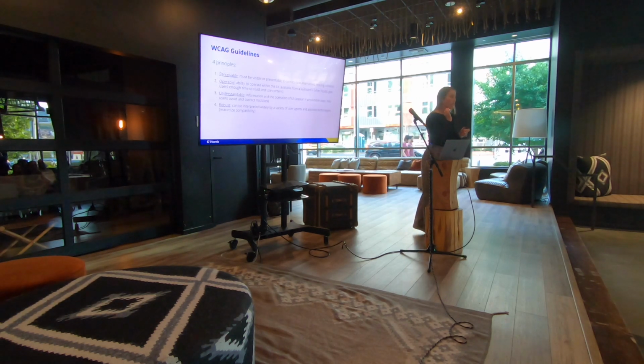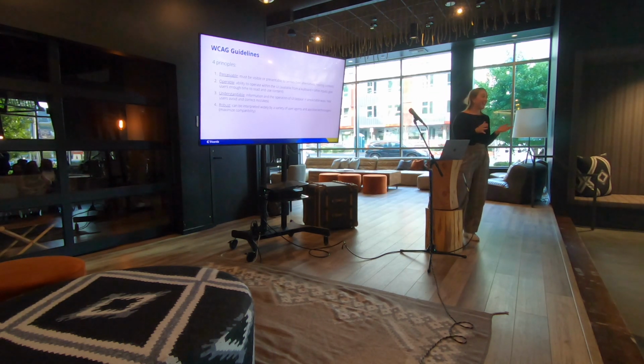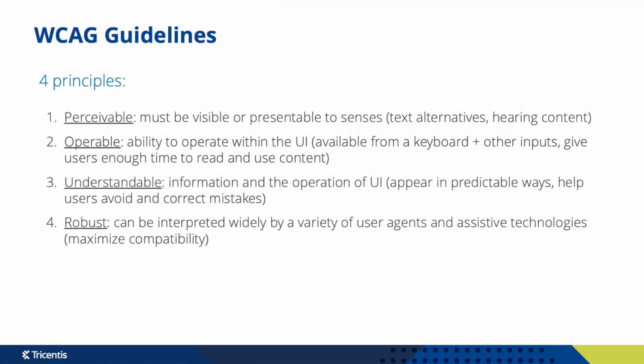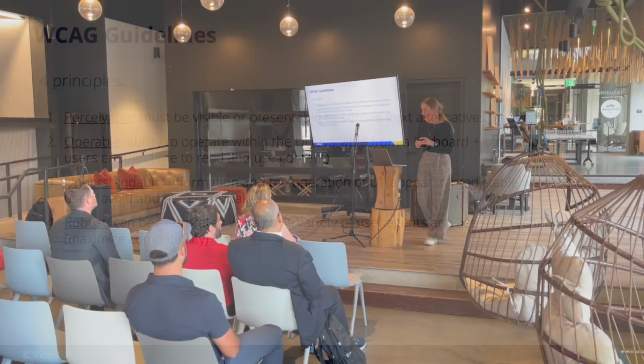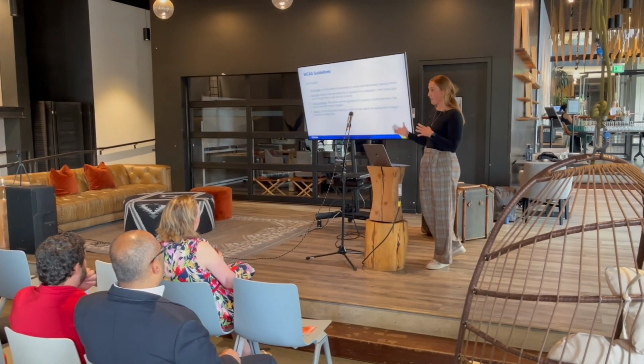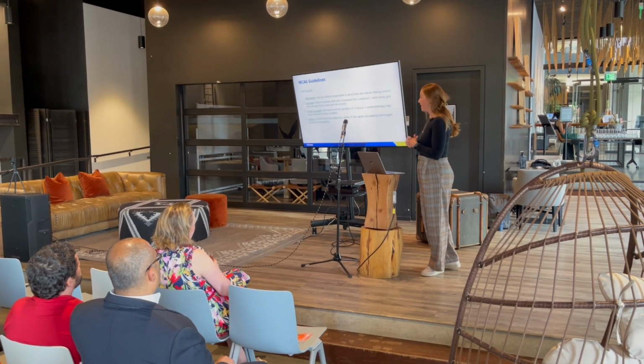Hopefully you guys are curious about WCAG and web accessibility after this talk. If you go to the WCAG website, you're going to find that there are a lot of standards, organized in 4 different principles. The first is that your application must be perceivable, so it has to be visible or presentable to the senses. The second, it has to be operable, so you have to be able to operate within the UI effectively. It has to be understandable, so the information and the operation of the UI have to appear in predictable ways. And the last, it has to be robust, so it has to be able to be interpreted widely by different types of users and assistive technologies.